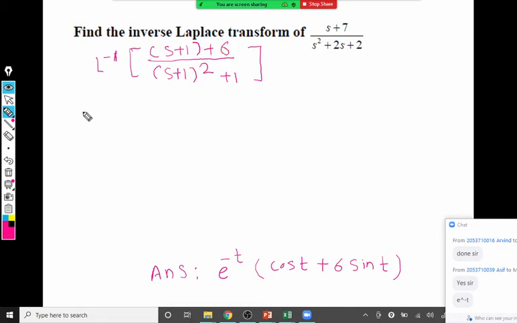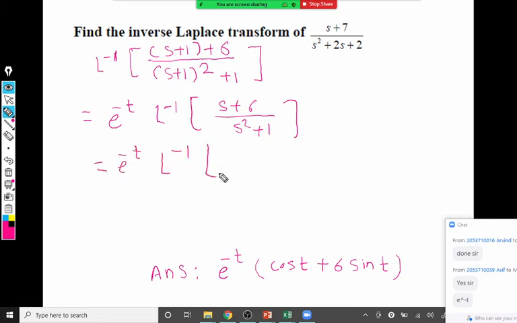Now, by the first shifting property, e raised to minus t will come out, and we have to replace every s plus 1 by s only. So s plus 6 divided by s square plus 1. And yes, the answer is correct because it can be rearranged like this: s upon s square plus 1 plus 6 times 1 upon s square plus 1. And the next step is this answer. Correct. Okay. So it's not so difficult, but the main thing is the observation and moving in the correct direction.